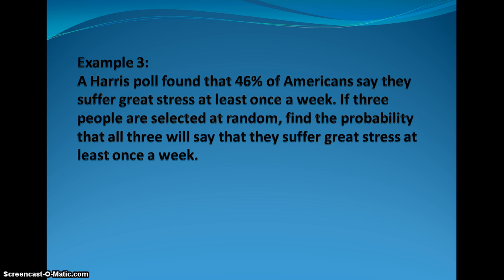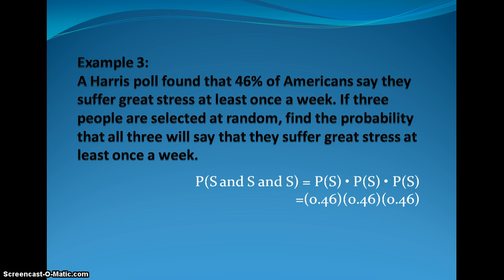A Harris poll found that 46% of Americans say they suffer great stress at least once a week. If 3 people are selected at random, find the probability that all 3 will say they suffer from great stress. These are independent, because whether I suffer from stress or somebody in California suffers from stress, they have nothing to do with one another. So all I would do is find the probability of stress for the first person, the second person, and the third person. Since they're independent, I'm just going to multiply them all together. We know that each one of them has a 0.46, 46%. So the probability that I'm going to find 3 people, all of which in a row say that they have stress at least once a week, is 0.097, which is about 10%.